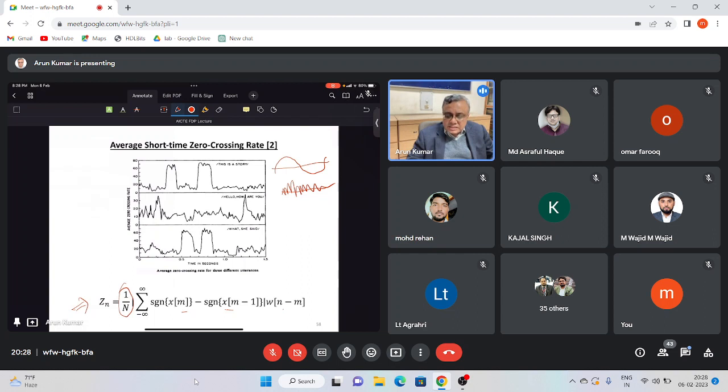Now, this then is again a very simple tool to analyze whether a given segment of speech is voiced or unvoiced, because unvoiced speech, as we know, is more random noise like, and therefore it is likely to have a higher zero crossing rate compared to voiced speech. So here we have three panels corresponding to three different sentences. The top one is, "This is a story."